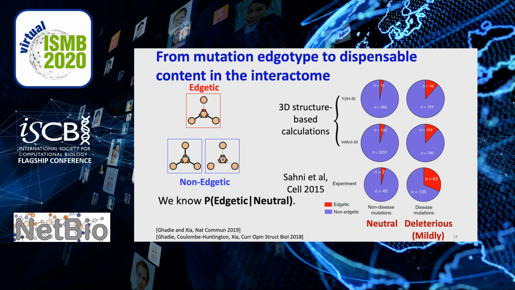But what we really want is the dispensable content in the interactome, that is, the probability of an edge being neutral, or the probability of an edgetic mutation being neutral, P of N given E. So, we need to invert the two sides of the conditional probability. How do we do that?